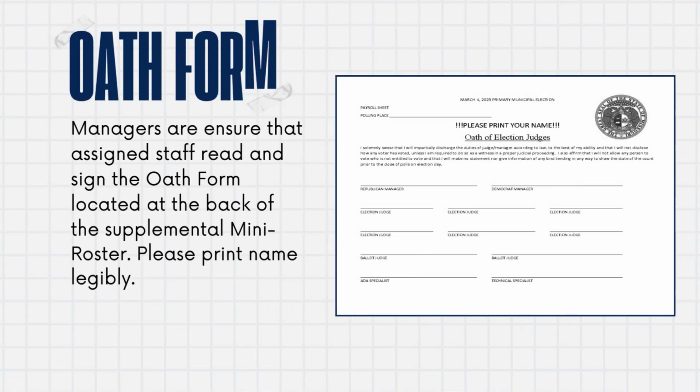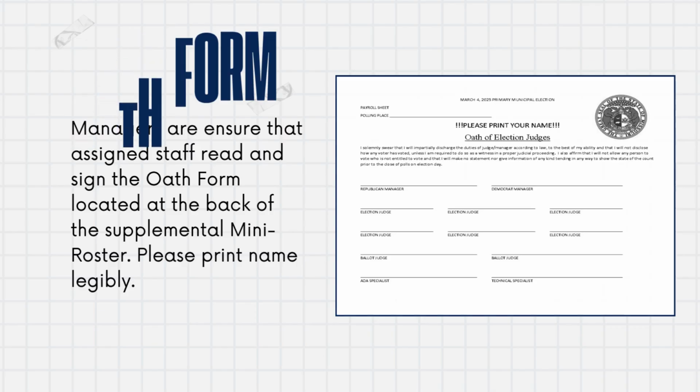The final step to make sure you get your payroll check? After signing the attendance payroll roster, don't forget to print your name clearly on the oath form. Managers, it's your responsibility to make sure all assigned staff read and sign the oath form. It's located at the back of the supplemental mini roster. And remember, everyone, print your name neatly so there's no delay in getting paid.